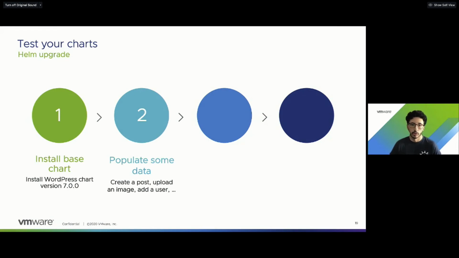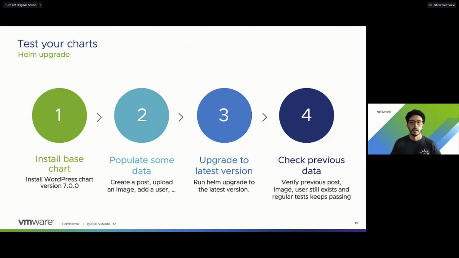I will run all the tests that I commented before. I will check that the MySQL works, that WordPress works properly, that I can add users. I will add some images at the end. I'm going to populate some data. I'm going to insert some data in this chart so that later I'm going to upgrade to the version that I want to release, this 7.1.1 I commented before. So I run this Helm upgrade command. And finally, I run the test against this new Helm version. And I check that all this data that I inserted before is still there.